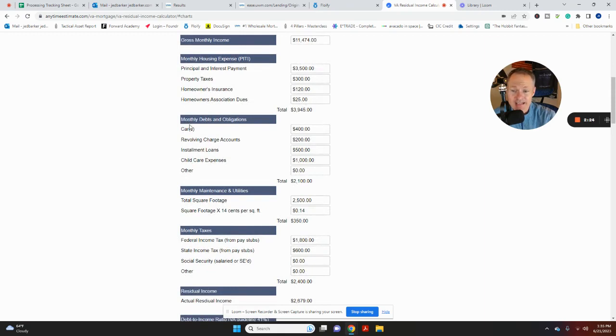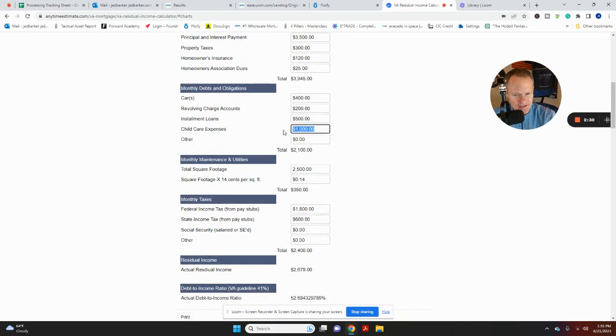And then it wants to have your debt obligations. So I put a car payment in here, a revolving charge account, an installment loan. I put some childcare expenses in here. That total came out to $2,100 for the revolving debts and obligations on the credit report. Plus, we also threw in childcare expenses. Okay, that wouldn't show up on your credit report, but it does show up and factor in.